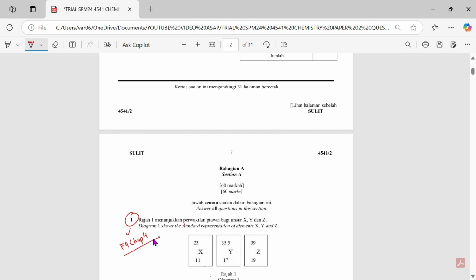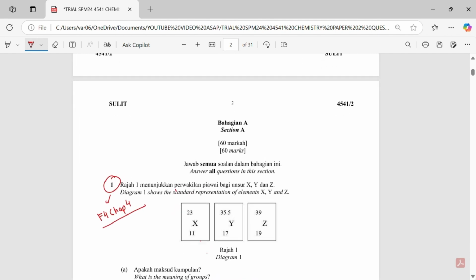Saja satu menunjukkan perwakilan piawai bagi unsur X, Y dan Z. Okay, so for this type of questions, it is advisable for you to first find what element it is exactly. Why? Because you already know the electron numbers. Electron numbers are given. Plus, moreover, you have been given the periodic table. So it would be easier for you if you know the actual element.